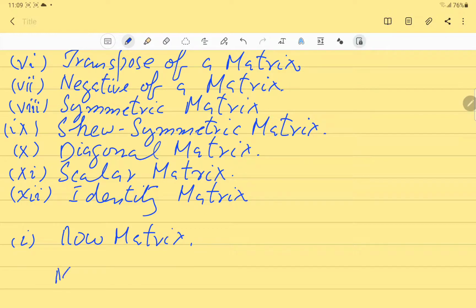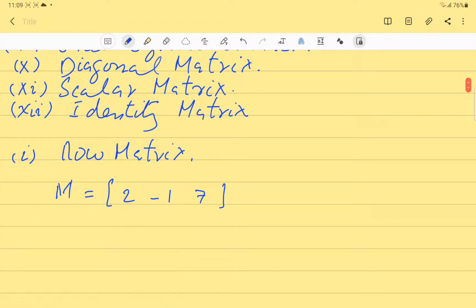So let's take an example. Suppose we have a matrix M. So it has elements 2, -1 and 7. Now you can see that this matrix has 3 columns and only one row. So any matrix with only one row will be known as row matrix. So the order of this matrix is 1 by 3.